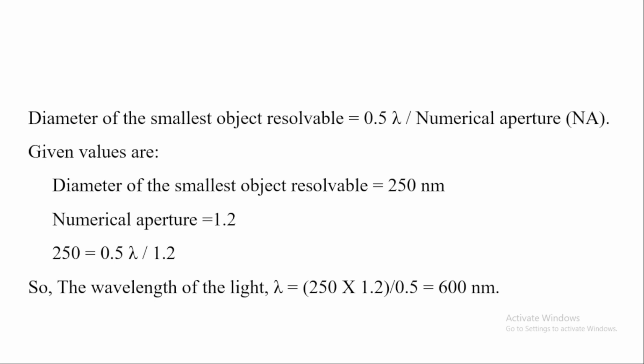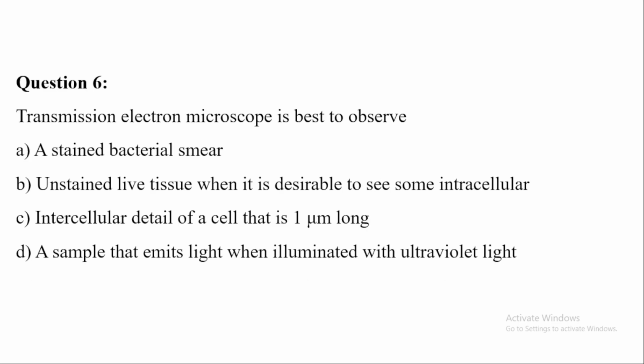So the next question, question number 6. Transmission electron microscope is best to observe: option A, a stained bacterial smear; B, unstained live tissue when it is desirable to see some intracellular structure; option C, intracellular details of a cell that is 1 micrometer long; option D, a sample that emits light when illuminated with ultraviolet light.